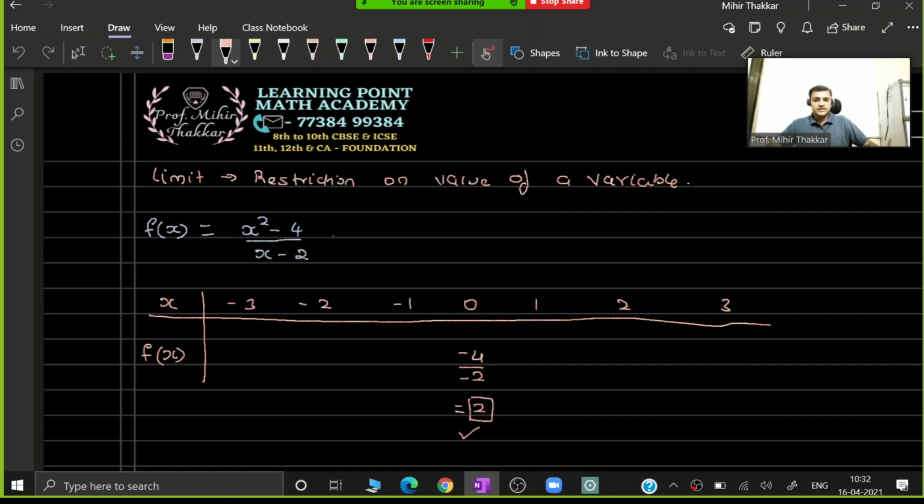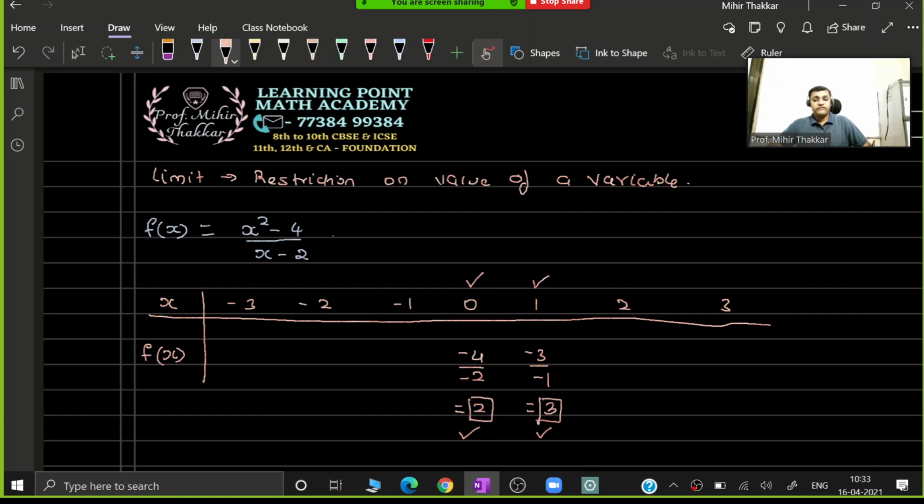If I consider x is 1, I get 1 square minus 4, which is 1 minus 4, minus 3, and 1 minus 2, which is going to be minus 1, which gives 3. Again I can observe that 3 is a real number. So guys, there is no issue with the value of x being equal to 1. This also does not have any restriction. 0 and 1, they both are satisfying the function value.